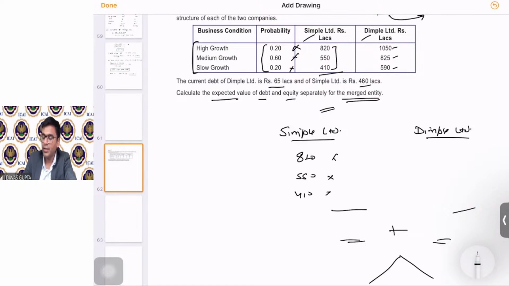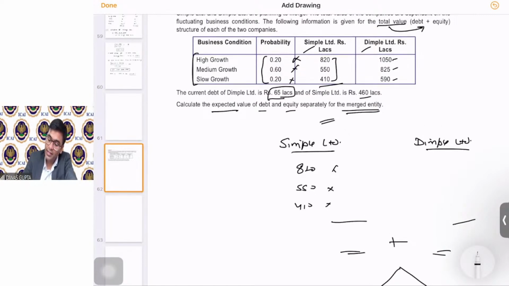Yes, Viraj. Viraj has mentioned the correct part. Very good, Viraj. So that is what I'm trying to explain. If 65 is there in this total value, it is still okay because the total value is higher than the debt. But in case of Simple Limited, for debt of 460, the total value is only 410 for a slow growth period. Now see, okay, Prashant, that's what I'm trying to explain. The last part is where we have to be really careful. How is it possible that I am having a debt of 460, but my total value is only 410? That means the equity is 0 and the revised debt will become 410. Correct?